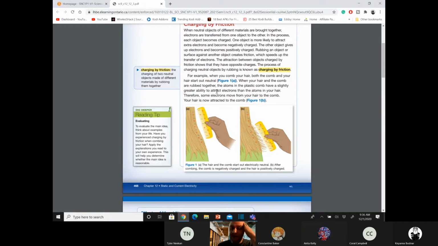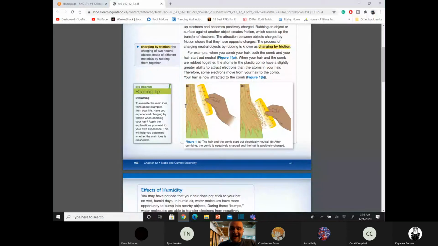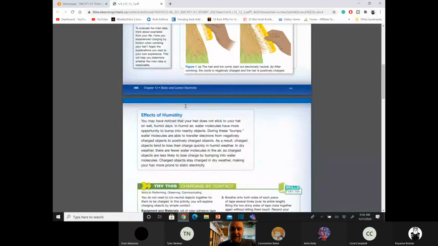For example, when you comb your hair, both the comb and your hair start out neutral. When the comb and the hair are rubbed together, the atoms in the plastic comb have a slightly greater ability to attract electrons than the atoms in your hair. Therefore, some electrons move from your hair to the comb. Your hair is now attracted to the comb.